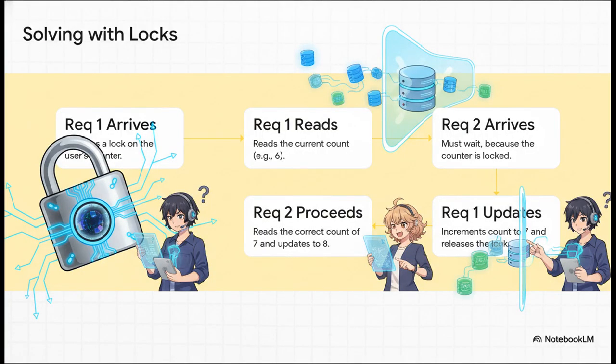So how do you solve that? The standard answer here is to use locks. Basically, when the first request comes in to check the counter, it puts a temporary lock on that user's record. Now, if that second request shows up at the same millisecond, it can't do anything. It has to wait in line. Only after the first request is completely finished, reading the value, updating it, and then releasing the lock, can the second request take its turn. This forces everything to happen one at a time, in order, which guarantees the count stays perfectly accurate.